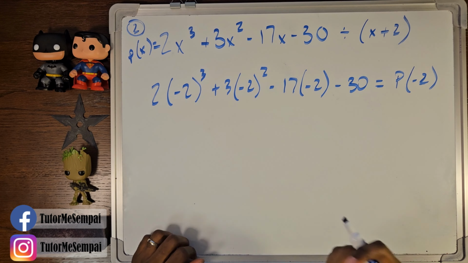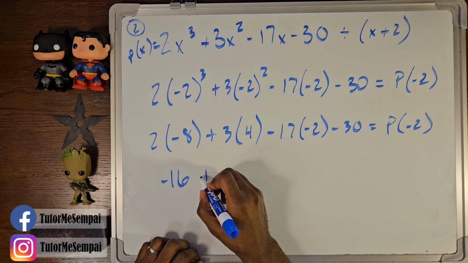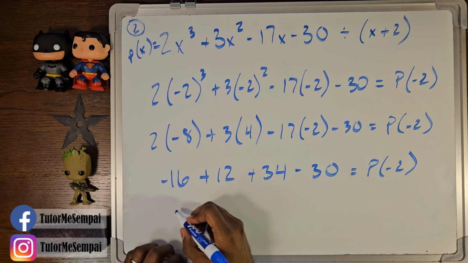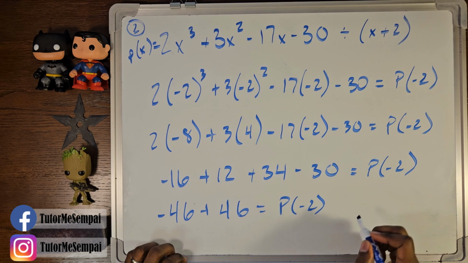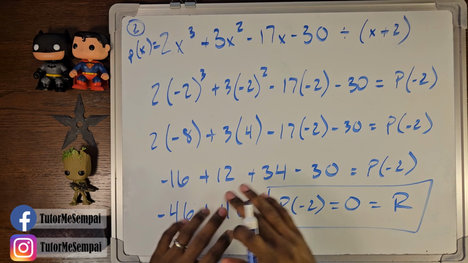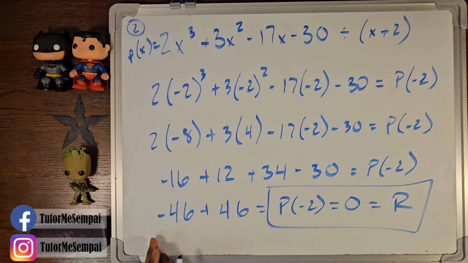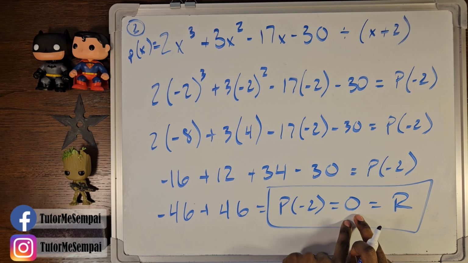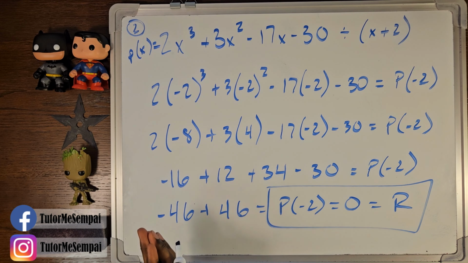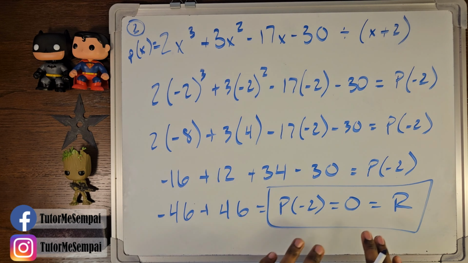And when we simplify all of this, we're going to get the following. Notice that when we plug in our negative 2 everywhere and we simplify as much as we possibly can, we get negative 46 plus 46. It cancels out, which means our remainder is going to be 0. So based on our remainder theorem, we in fact found a factor of this polynomial because the remainder was 0.